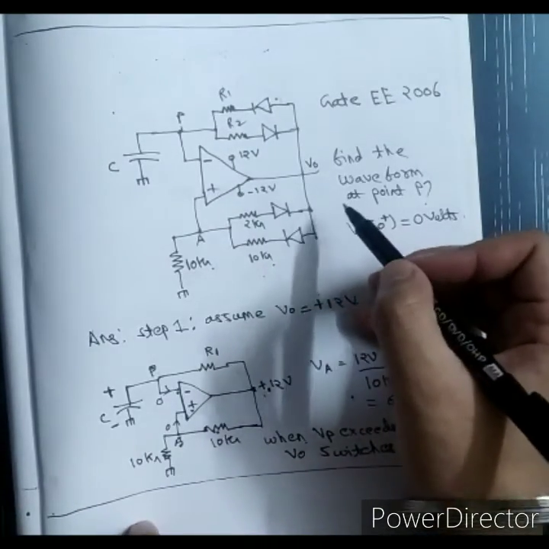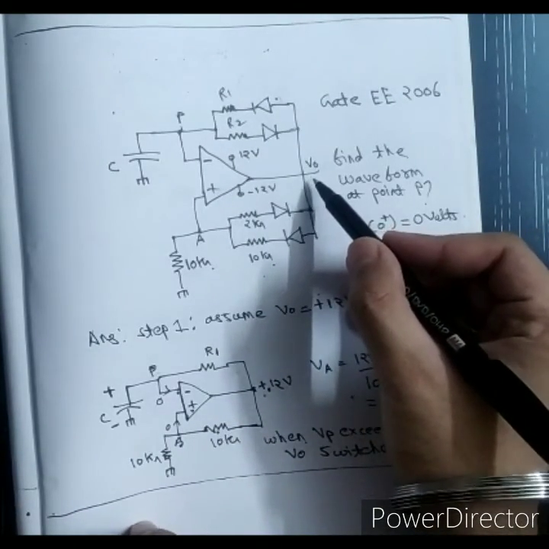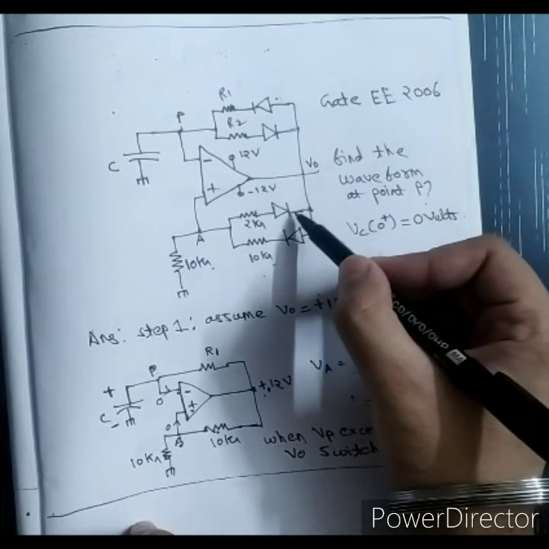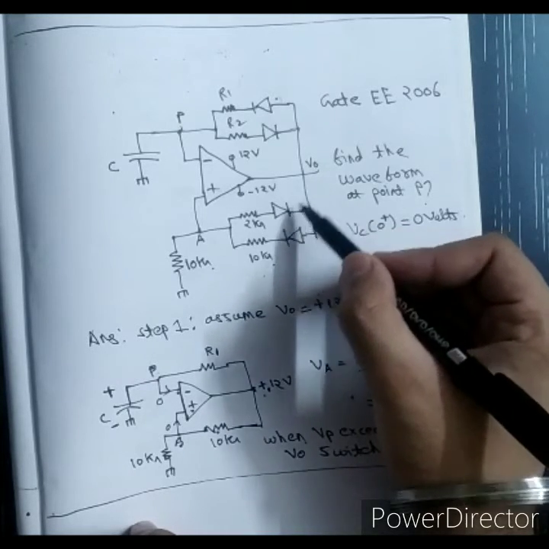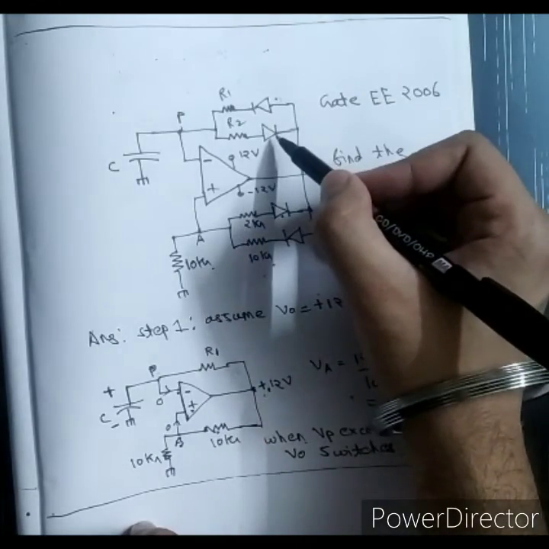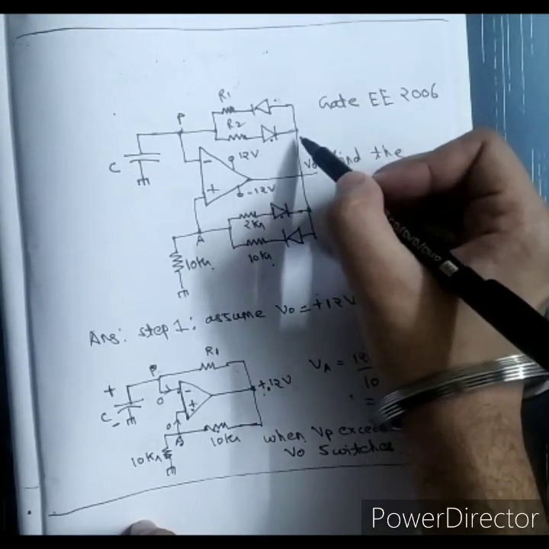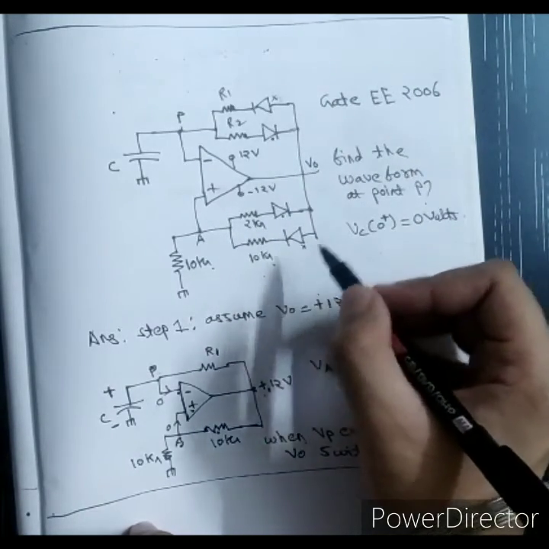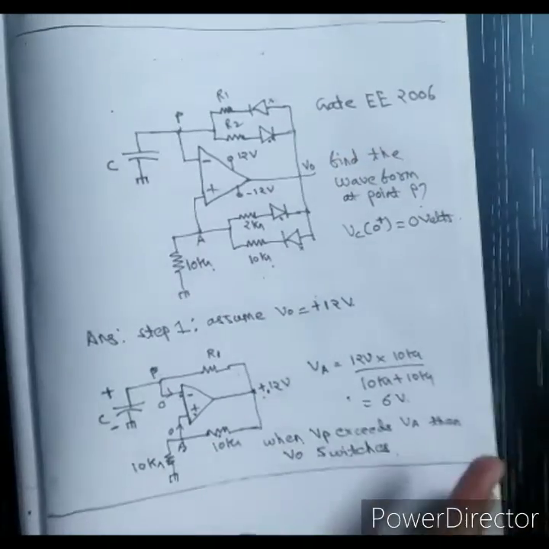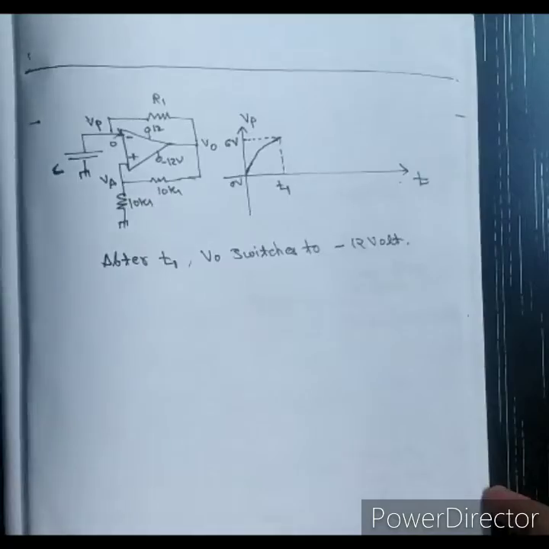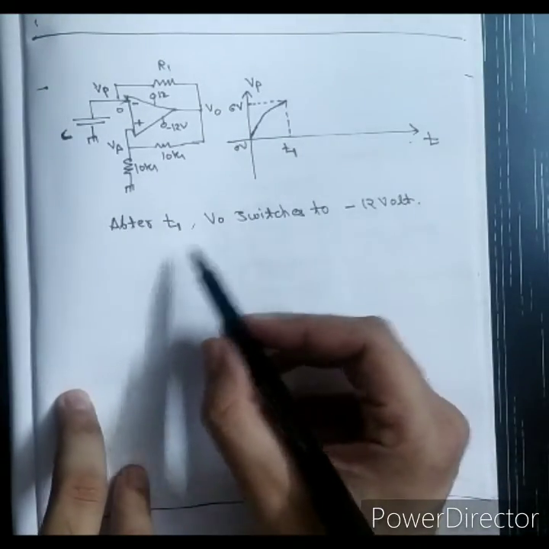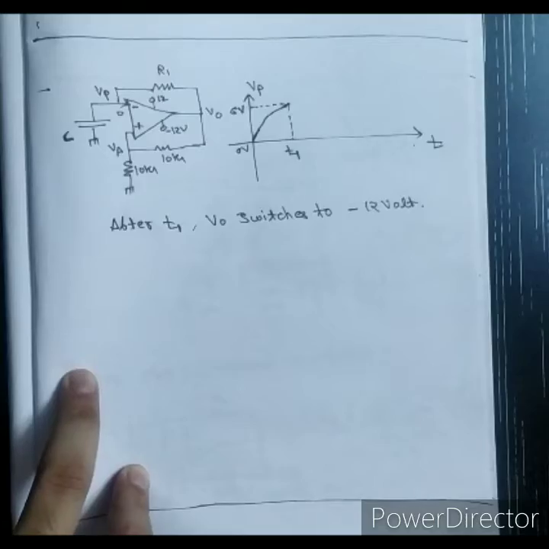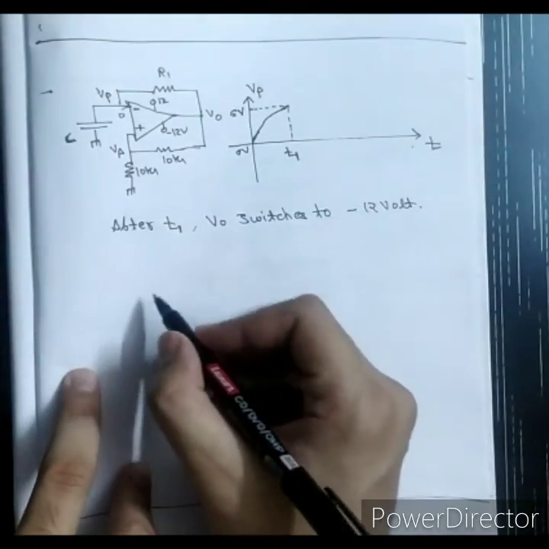See, if this becomes minus 12 volt and if this becomes minus 12 volt, the negative side is connected to the most negative, so this diode will be on. Similarly, this diode will be on, while negative voltage is connected to the positive side of the other diodes, so this will be off and this will be off. This diode and this diode will be on. So the diagram changes like this. So after T1, VO switches to minus 12 volt and the diagram changes like this.